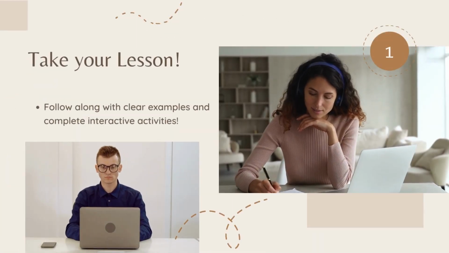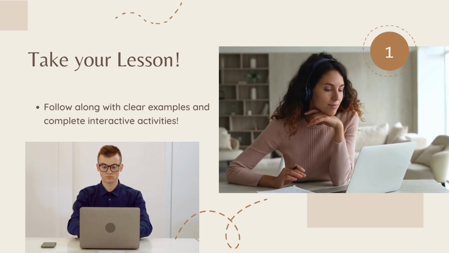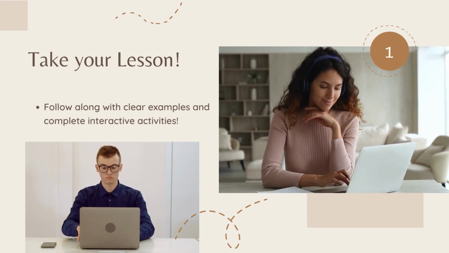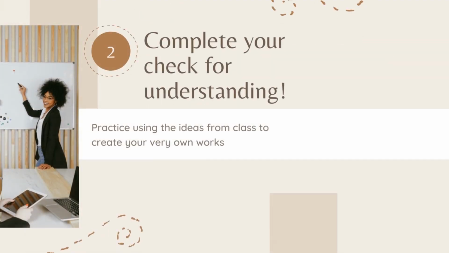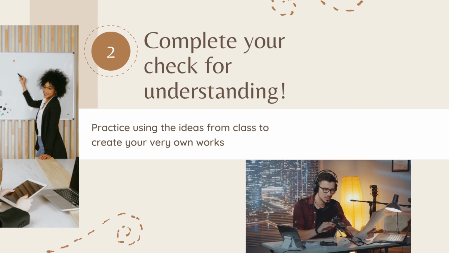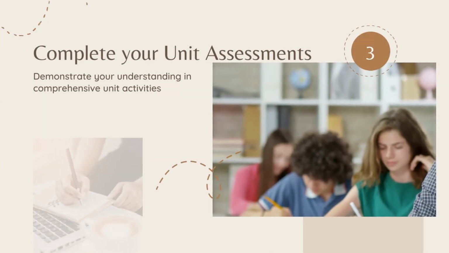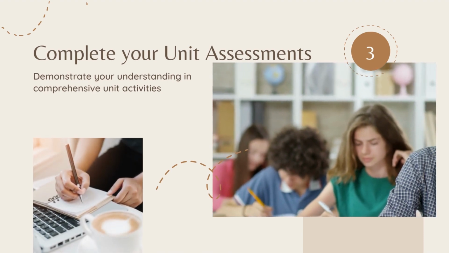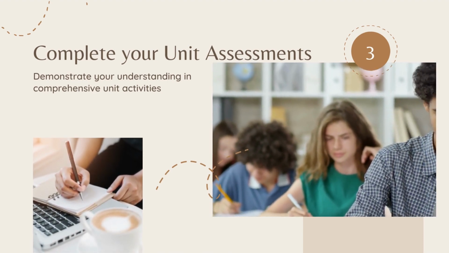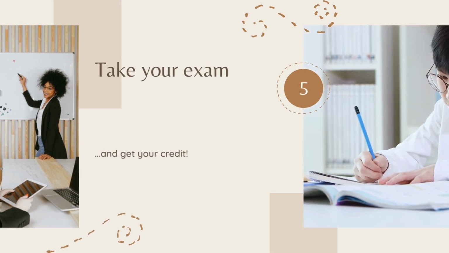So, how does the course work? First, you'll take your lesson. You'll follow along with clear examples and complete interactive activities. Second, you'll complete your check for understanding. Practice using the ideas from class to create your very own works. Third, you'll complete your unit assessments, where you can demonstrate your understanding in comprehensive unit activities. Fourth, you'll repeat this process for all the units, then take your exam and get the credit.